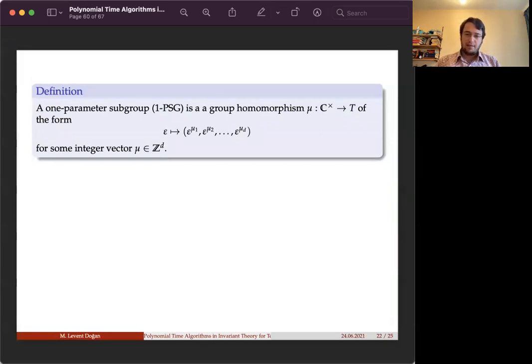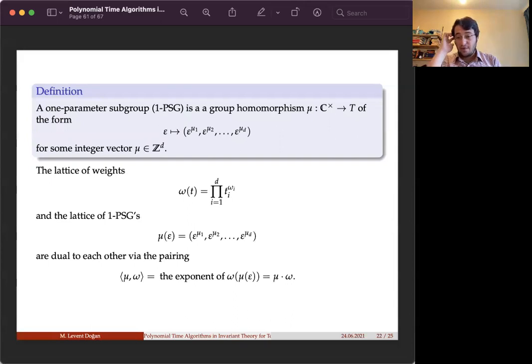So we define a 1-parameter subgroup of the torus. It's a map from the multiplicative group of the field to the torus. And it is of the form epsilon maps to: the first coordinate, epsilon to some integer, the second coordinate, epsilon to some integer, and so on. By an abuse of notation, I denote the map and the vector of exponents, mu 1 up to mu d, by mu. So mu is an integer vector, also interpreted as a map. And this map gives us a curve inside the torus, and hence the name one parameter.